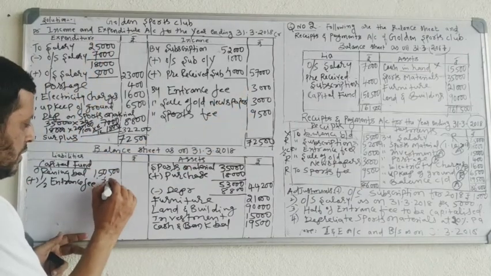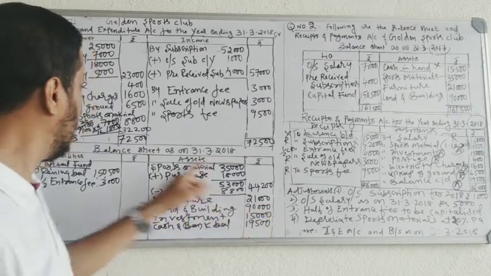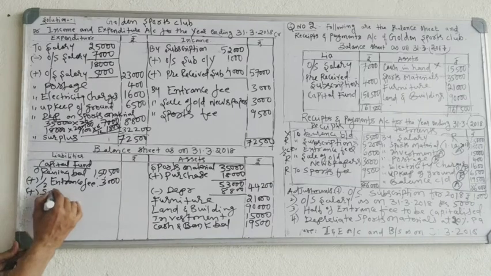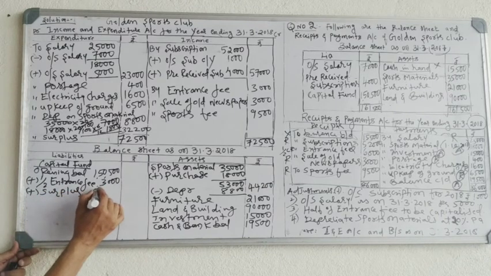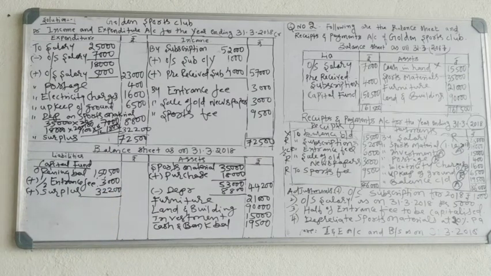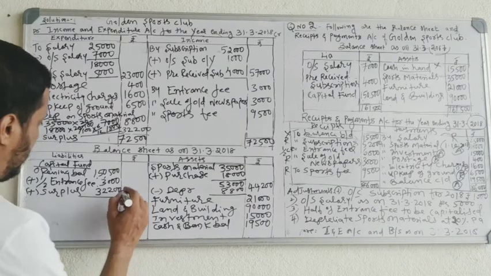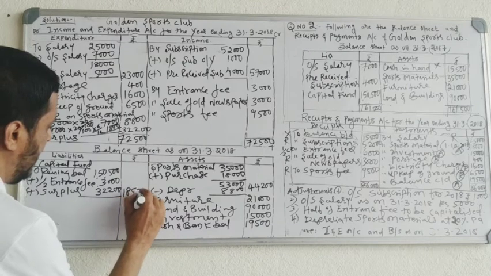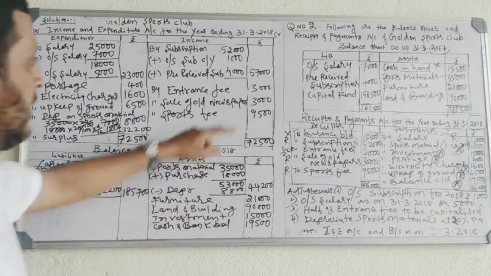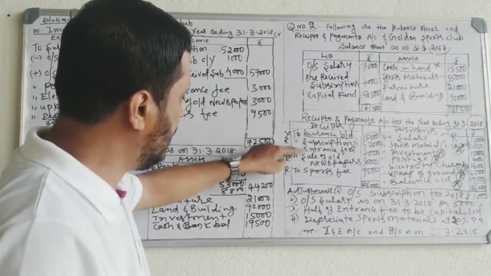3,000 add to capital. After adding this, surplus 32,200. That surplus you have to add. Total of capital fund: 1,50,500, 32,200 and 3,000, 1,85,700. After that, you have taken the capital fund. See, there are no other liabilities.